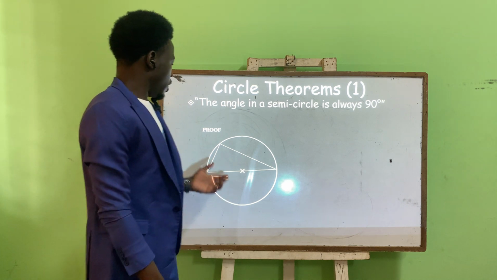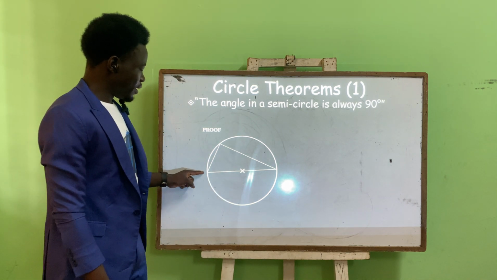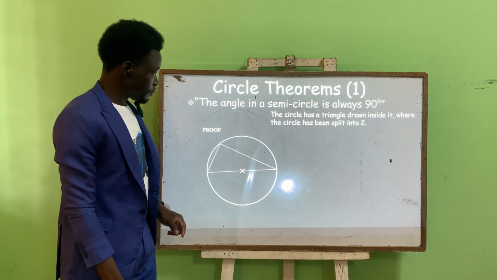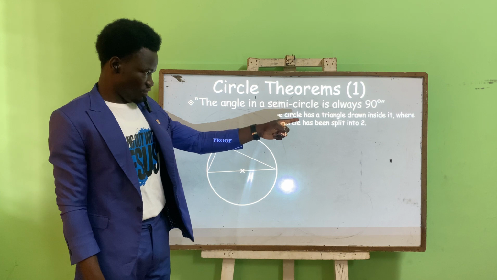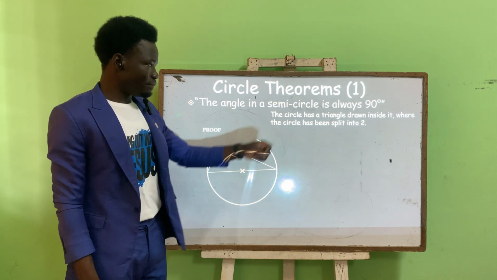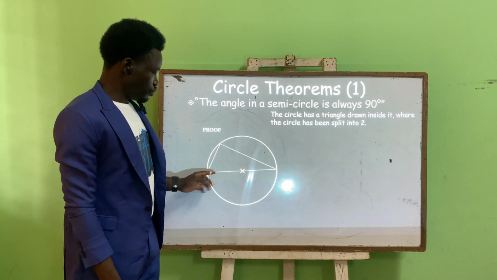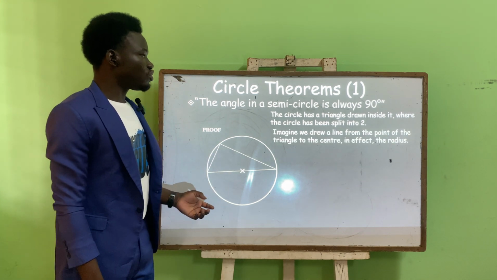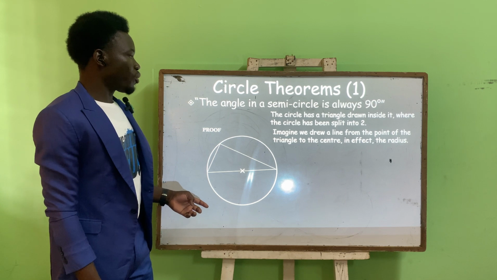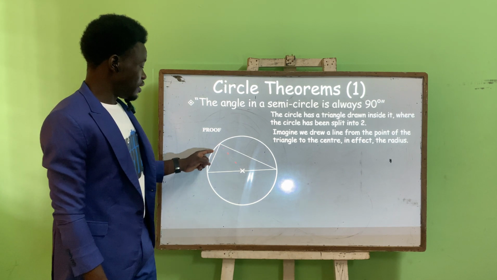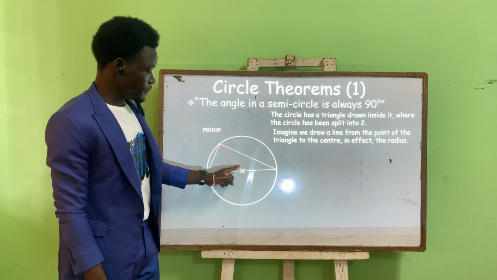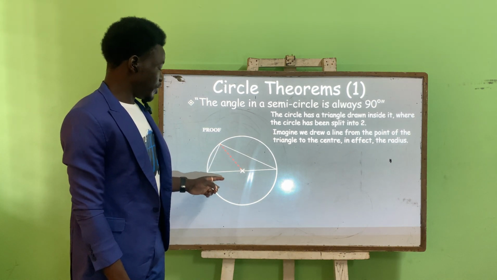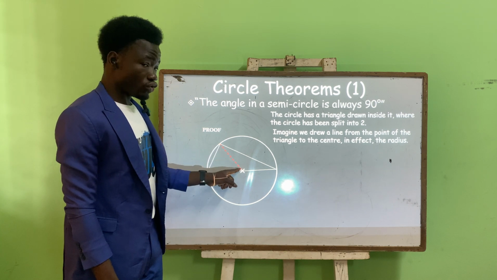Now, the proof says that if I have a circle with a diameter, the circle has a triangle drawn inside it, where the circle has been split into two. So we split it into two by the diameter. Now, imagine that we draw a line from the point of the triangle to the center. Draw a line here to the center. In effect, this counts as a radius.